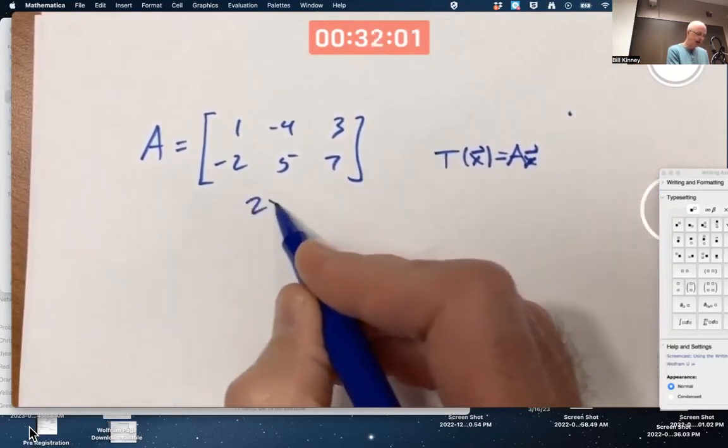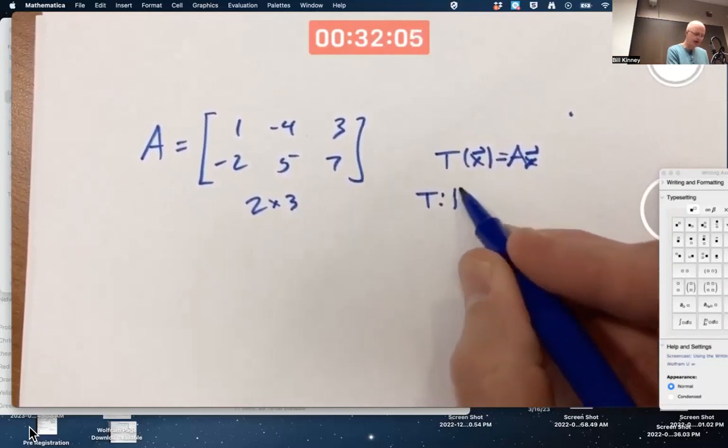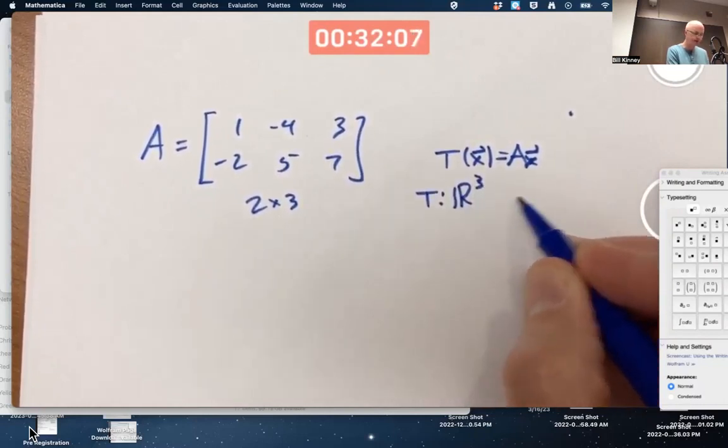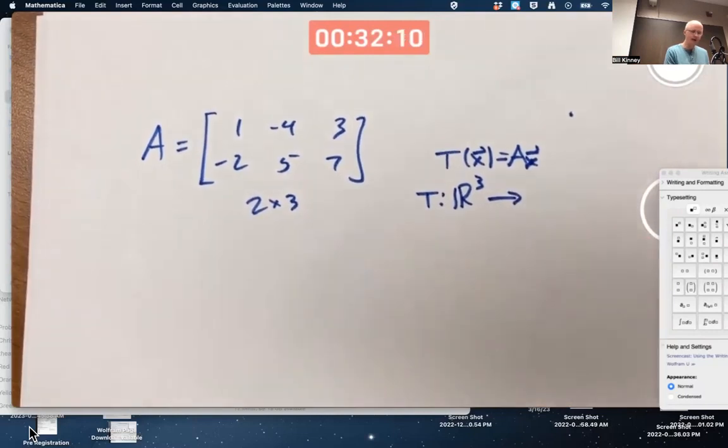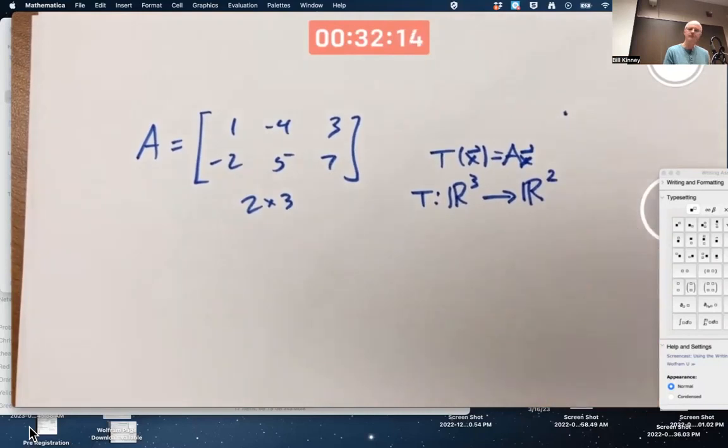Since this matrix is 2x3, you have to multiply A by a 3-dimensional vector. The domain is 3-dimensional space. But as a linear combination of these columns being 2-dimensional vectors, the codomain is going to be 2-dimensional space.